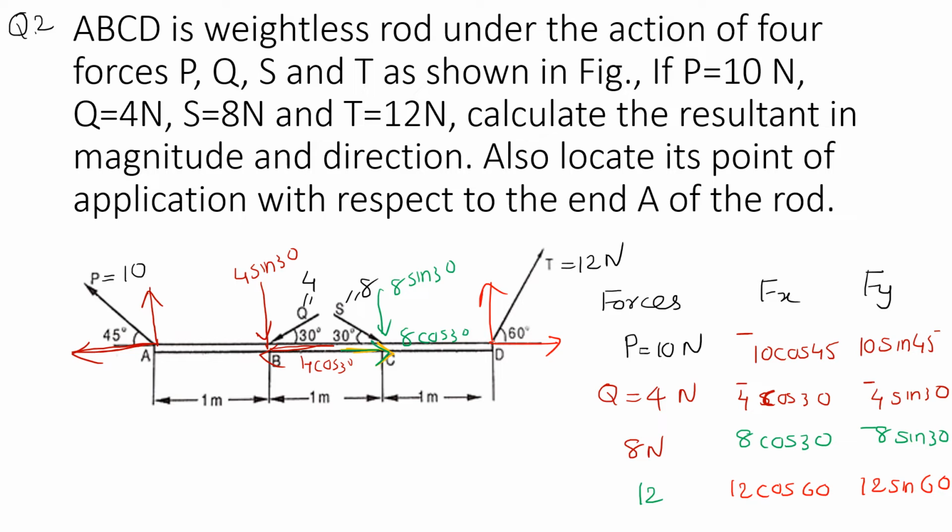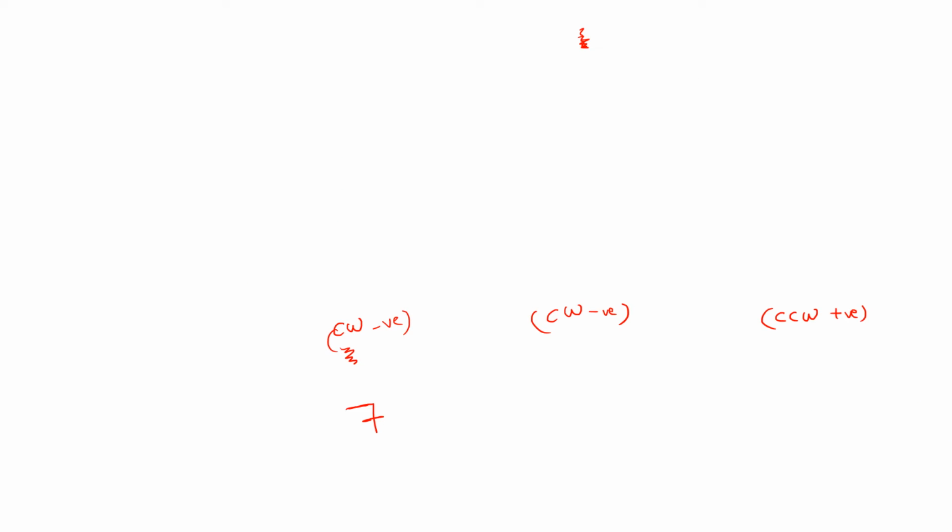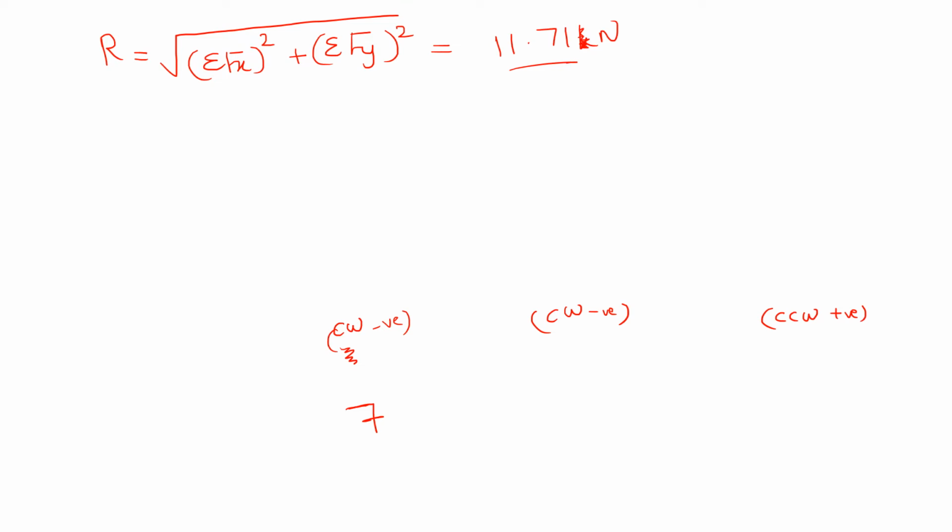Next we have to calculate the resultant. For that we need to take the algebraic sum of F of x. F of x value we will get as 2.39 kilonewton. And F of y value is equal to 11.46. So next, the resultant R is equal to the square root of the sum of horizontal components squared plus the sum of vertical components squared. Substitute these values and we will get 11.71 kilonewton. This is the magnitude of the resultant.